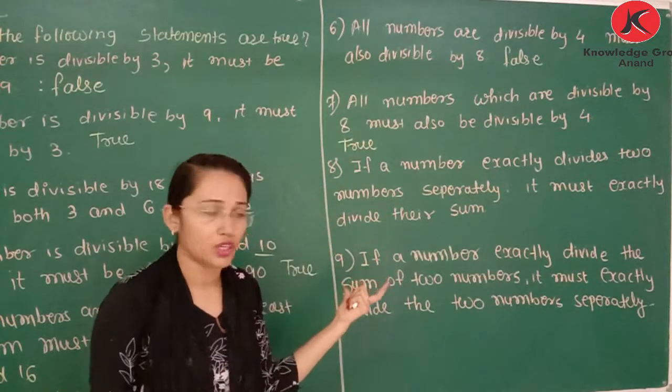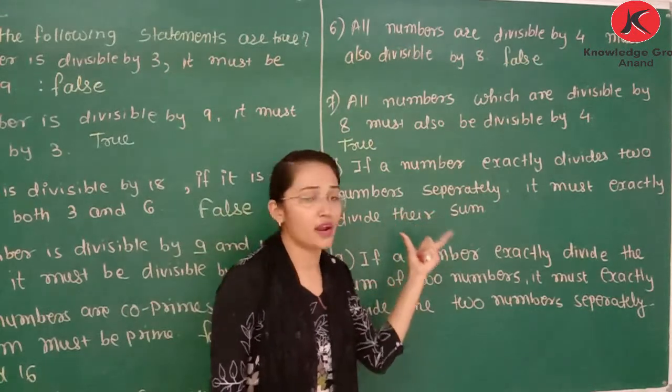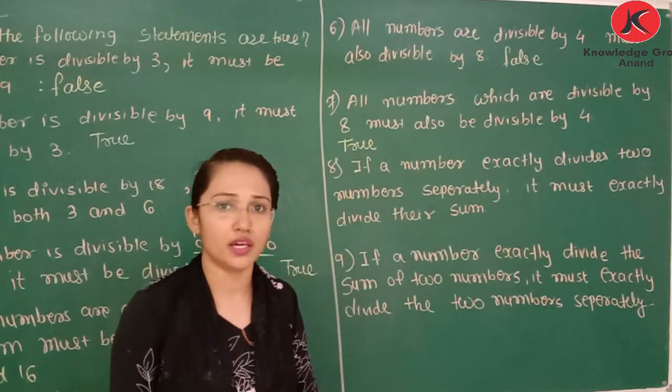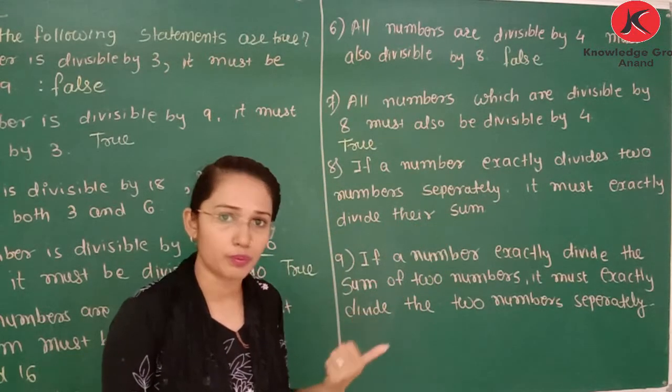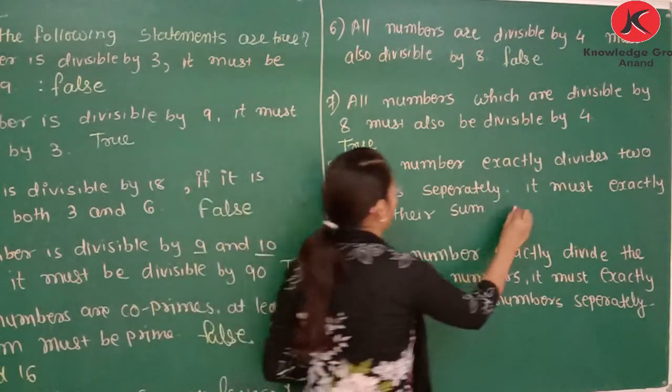If a number exactly divides two numbers separately, it must exactly divide their sum. This is the property. જો કોઈ નંબર બે નંબરને ડિવાઇડ કરે તો એના સમને પણ ડિવાઇડ કરે. We already learned one example in the previous video, so it is a true statement.